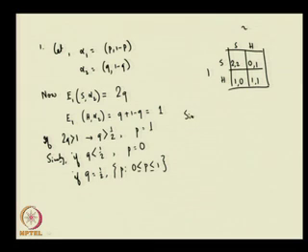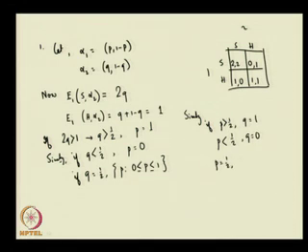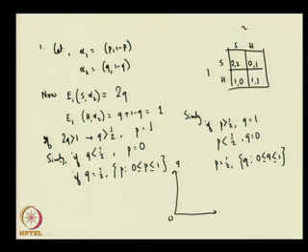Similarly, we can find out the best response function of player 2 also, which will be: if P is greater than half, Q will be equal to 1; if P is less than half, Q is equal to 0; and if P is equal to half, then Q can take any value. So, we have to basically plot these two best response functions and find the Nash equilibria.